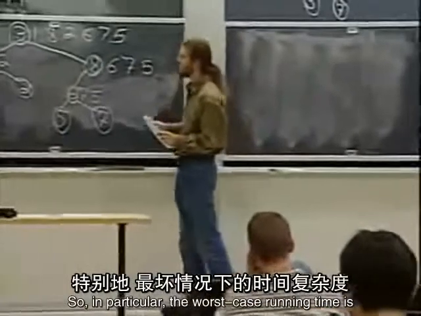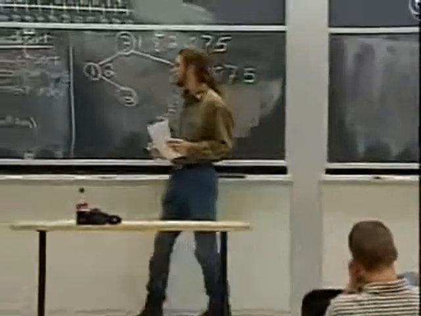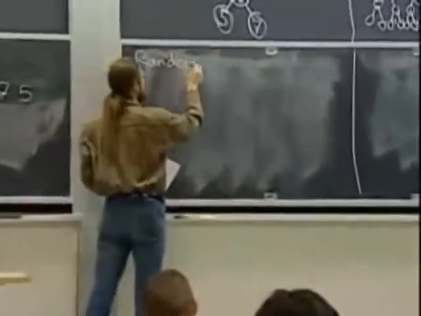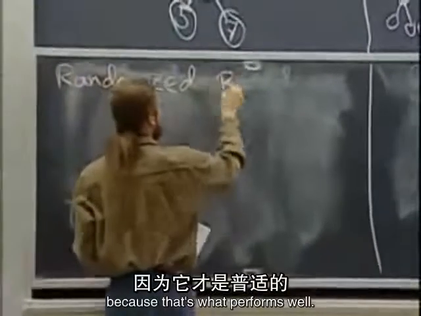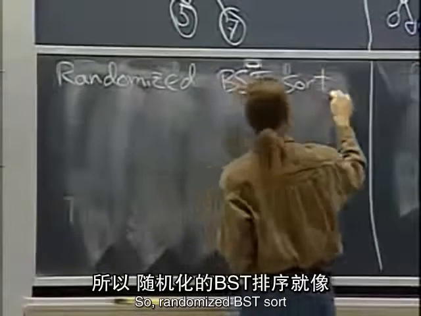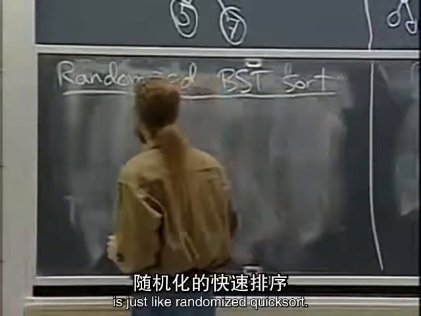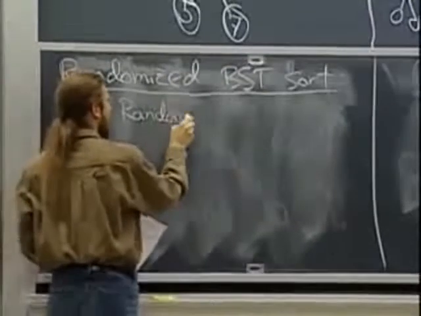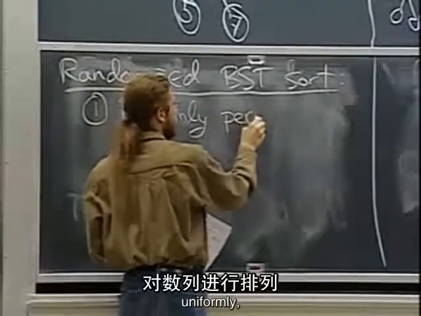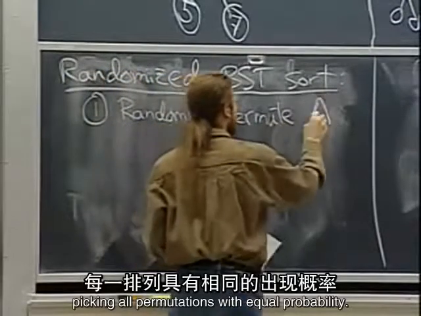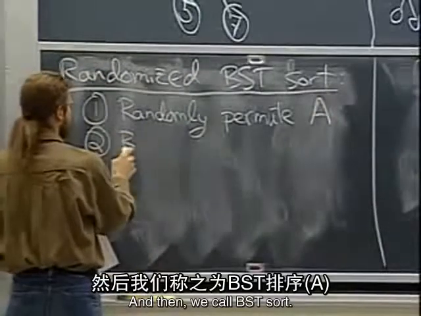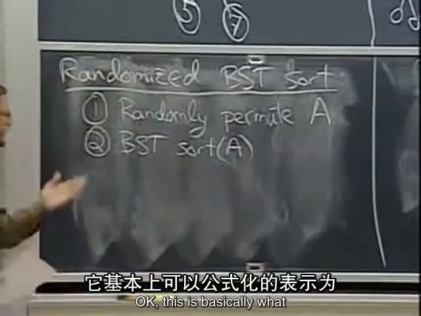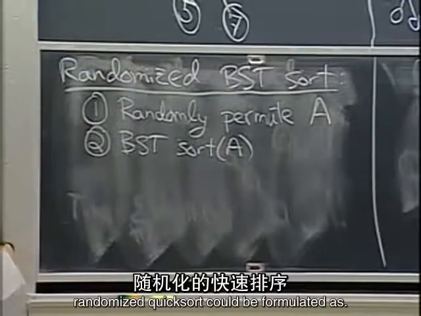So in particular, the worst case running time is theta n squared, which is not so exciting. What we really care about is the randomized version, because that's what performs well. So randomized BST sort is just like randomized quicksort. The first thing you do is randomly permute the array, uniformly, picking all permutations with equal probability. And then we call BST sort. This is basically what randomized quicksort could be formulated as.